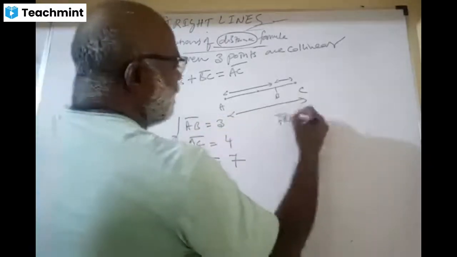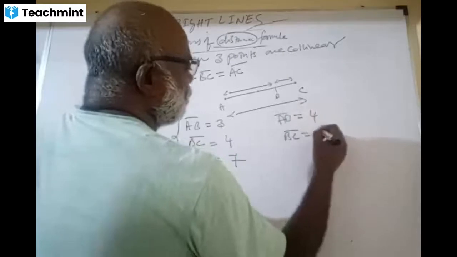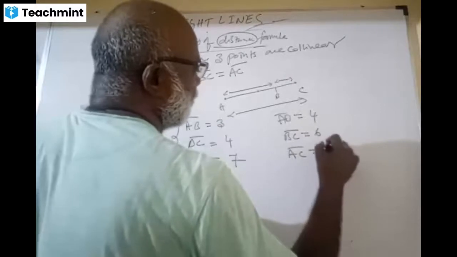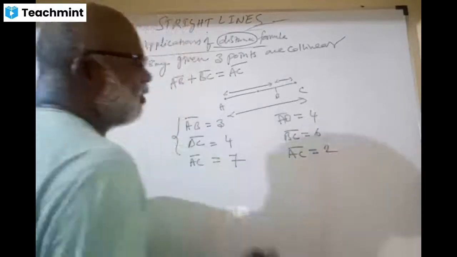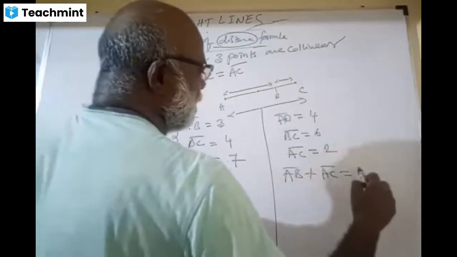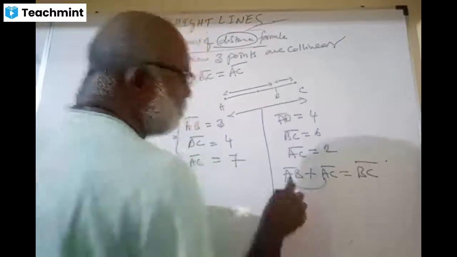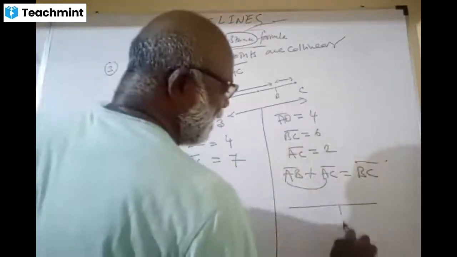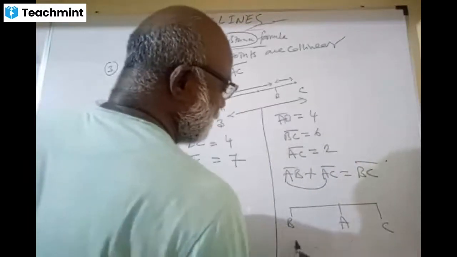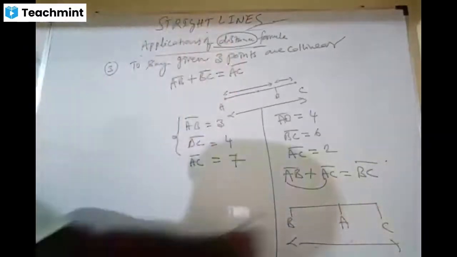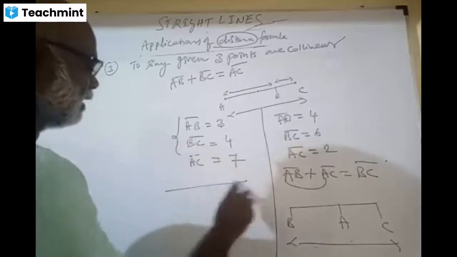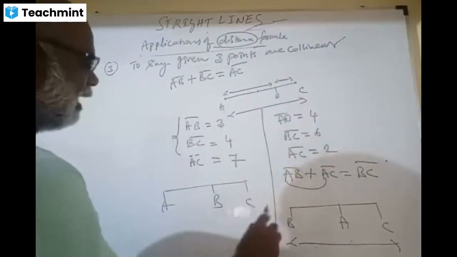But when AB is equal to 4, BC equal to 6, and AC equal to 2, then what do you say? AB plus AC is equal to what? BC. Here the common point is A. A is in the middle. B and C are the end points. This is how the points are arranged. Here, AB plus BC, B is the common point. B is in the middle. A and C could be anywhere.